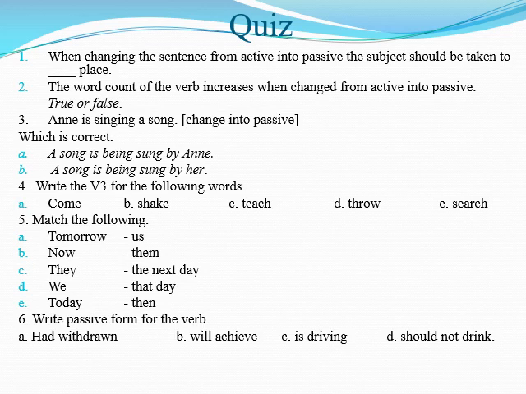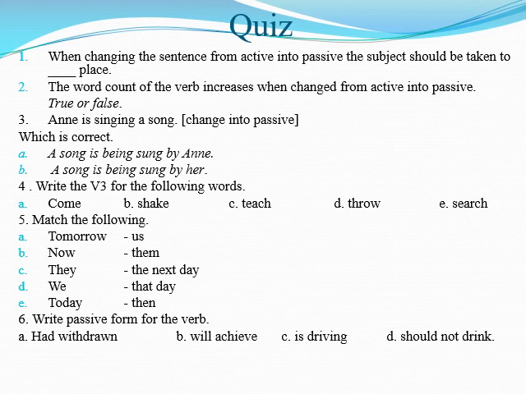Write the third form of the verb for the following words. Come. So past tense is came and third form is again come. Come, came, come. Shake, shook, third form is shaken. Teach, taught, and the third form is taught. Throw, threw, third form is thrown. Search, searched, third form is searched.